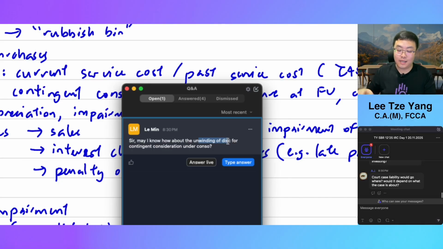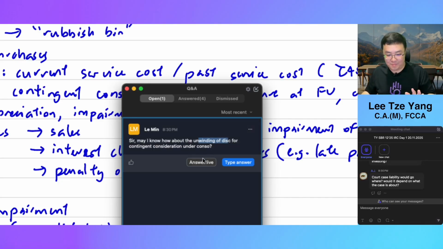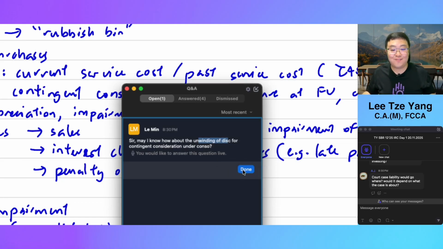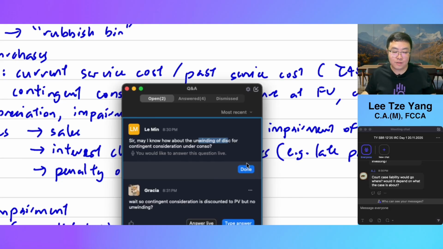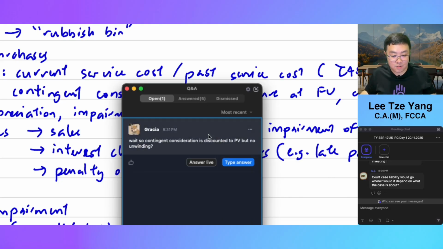It is under investing. Sorry, under operating. Okay. Thank you for your question. But we don't do that. I mean, in the measurement of the fair value, we can do discounting, but in financial statement, we don't do the unwinding. We just straight away measure to the fair value. Okay. So correct. Gracia, you're right. So it is discounted to present value, and that is in the process to measure the fair value. So we don't do unwinding.